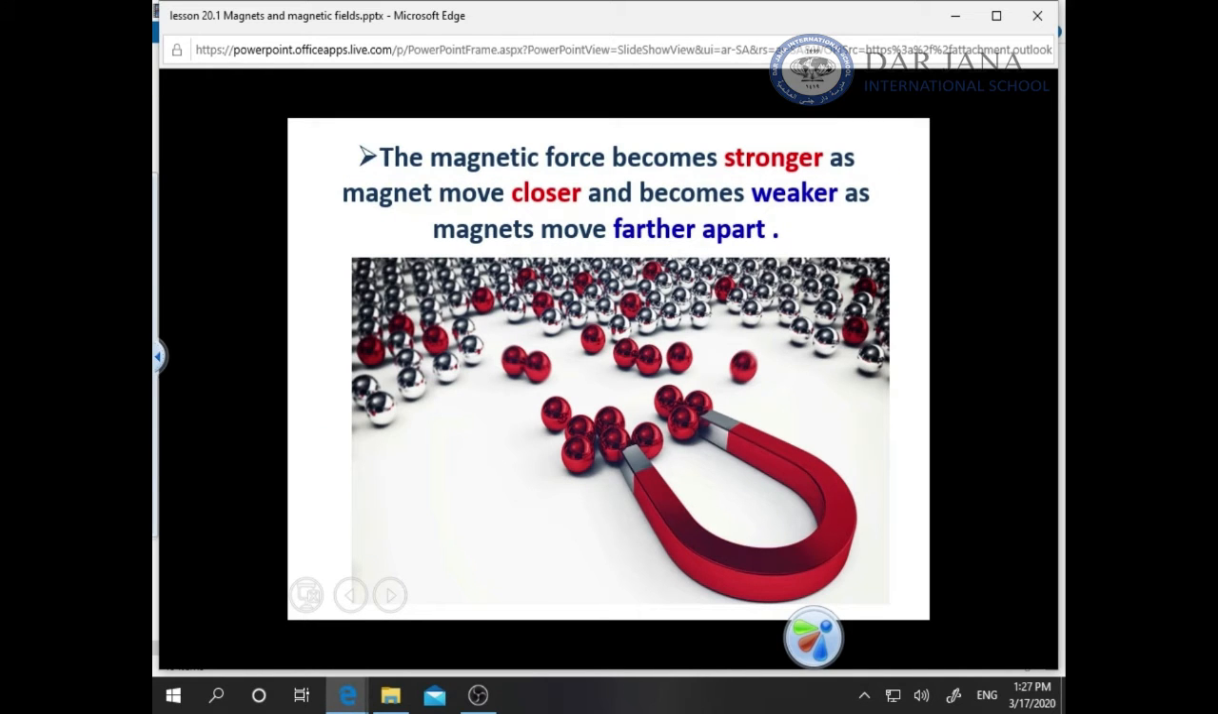As I said, between any two magnets there is a magnetic force. This magnetic force depends on the distance between the two magnets. If the distance between magnets increases, the magnetic force decreases. If the distance decreases, the magnetic force increases.